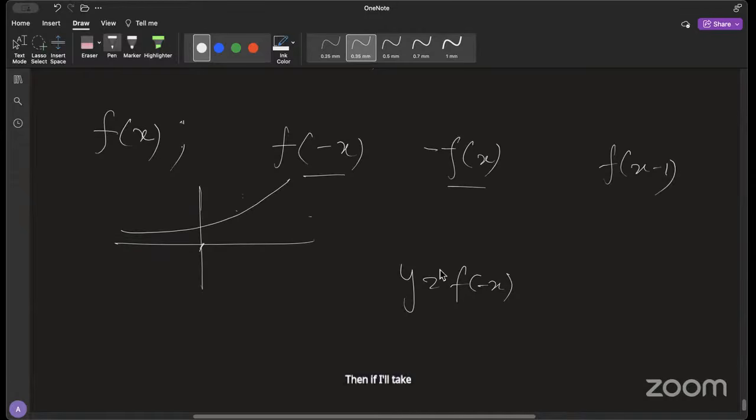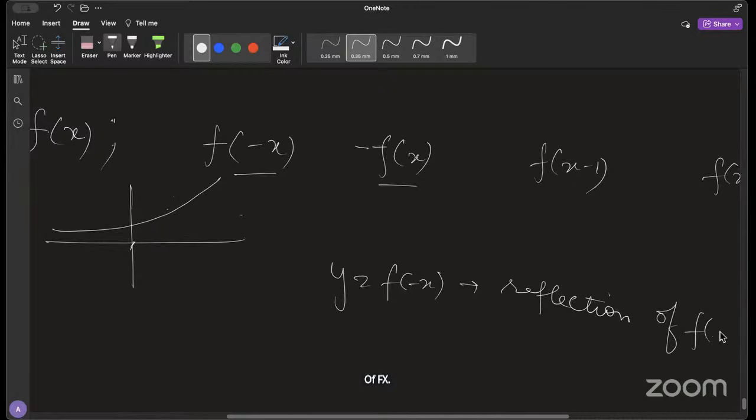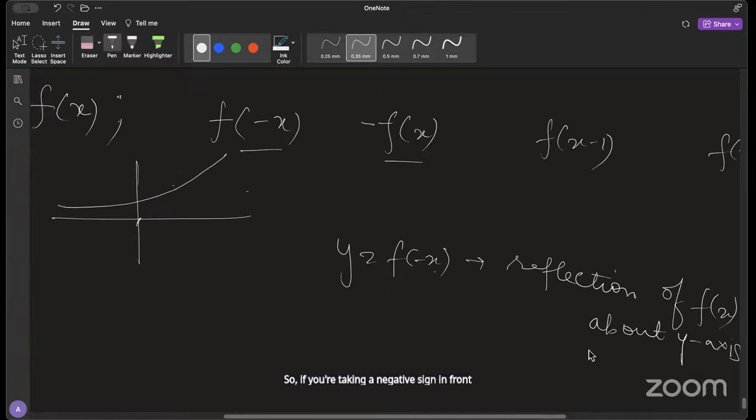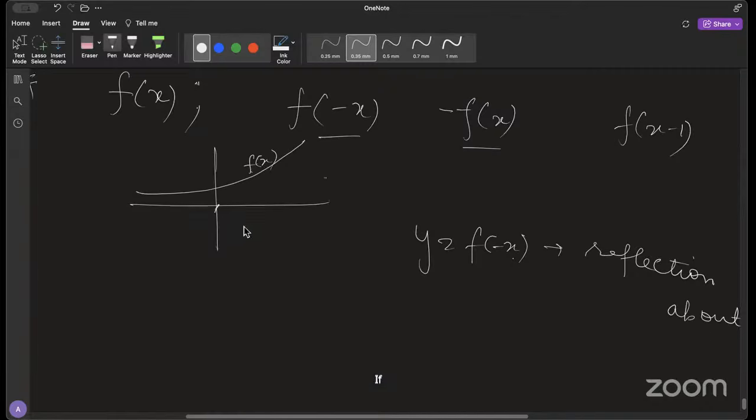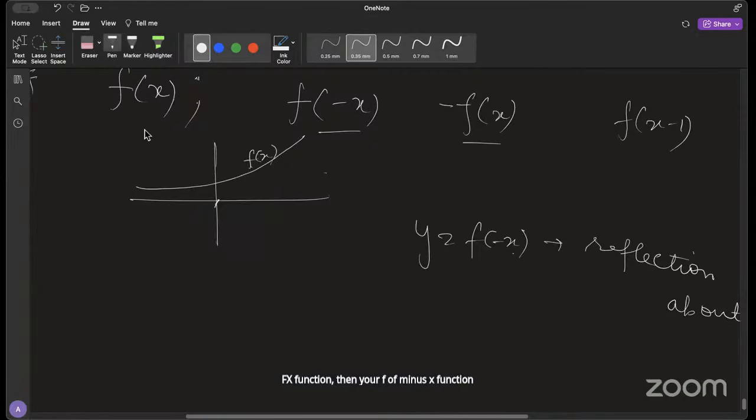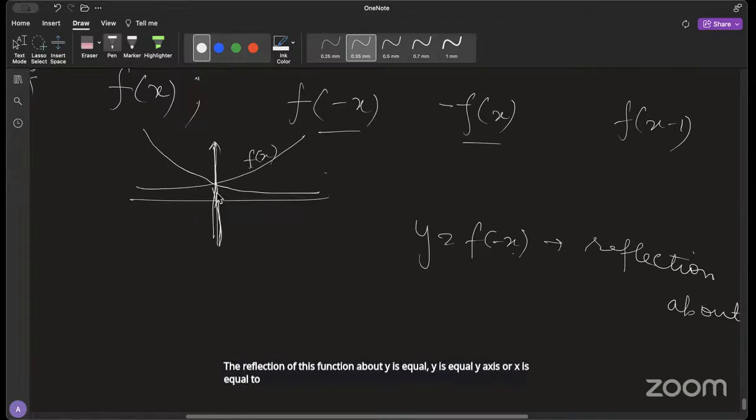Then if I take f of minus x, this will be a reflection of f(x) about the y-axis. So if you're taking a negative sign in front of x, it will be a reflection about the y-axis. So if this was the f(x) function, then your f of minus x function will be this. The reflection of this function about the y-axis, or the x equals 0 line. This will be f of minus x.